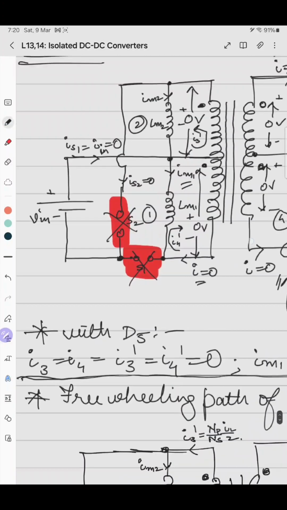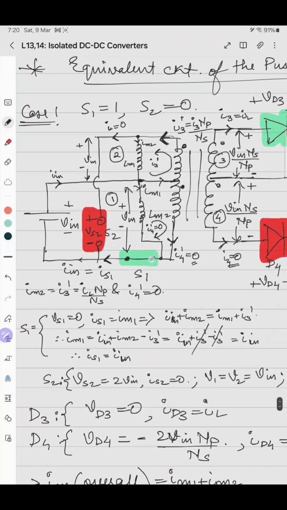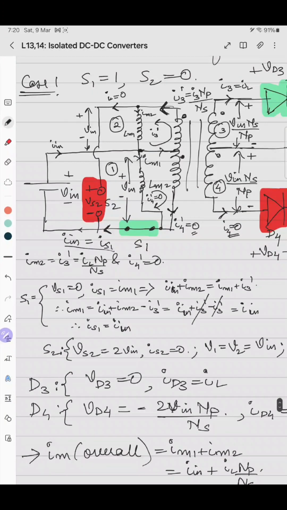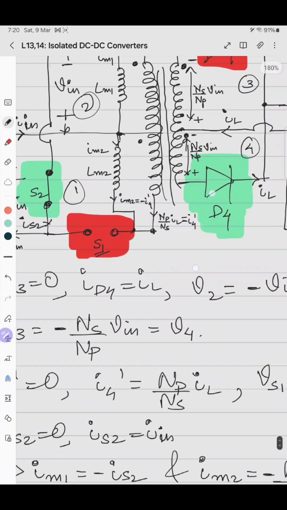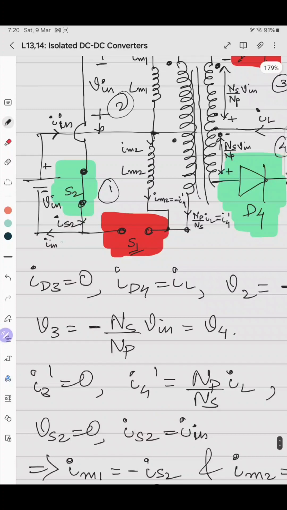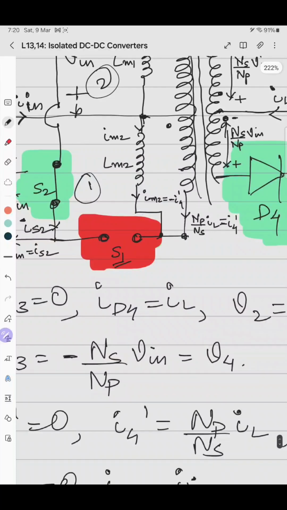So similarly, the same exercise can be done here. I in is IS1. Similarly, I in equals IS2. This we can quickly write. And as S1 is turned off, whatever is I4 dash, that goes to IM2 branch, the magnetizing branch. So IM2 is minus I4 dash, that is minus NP by NS into IL.